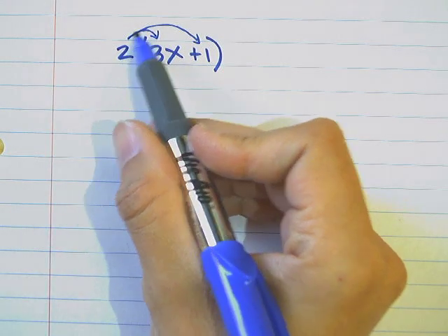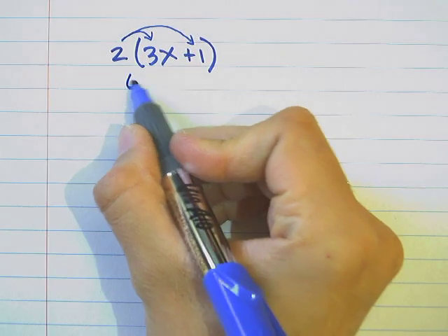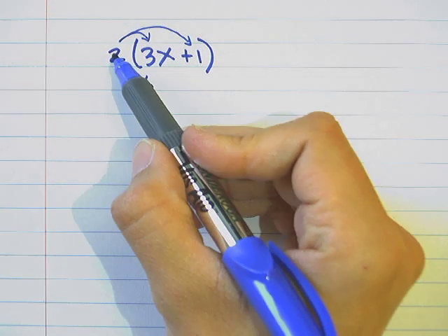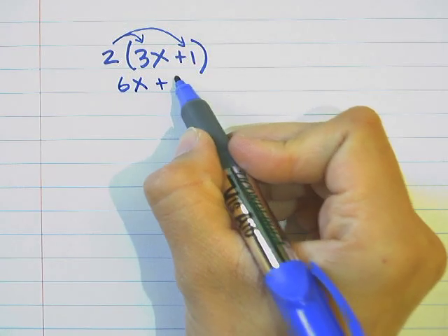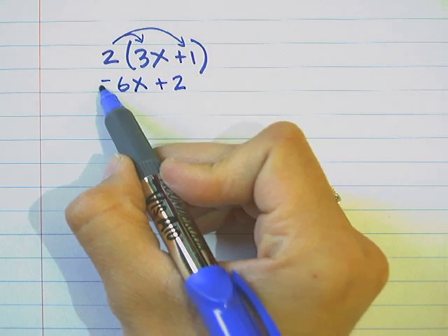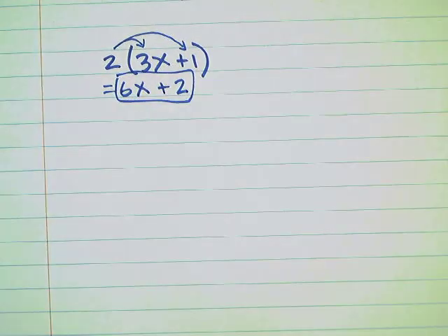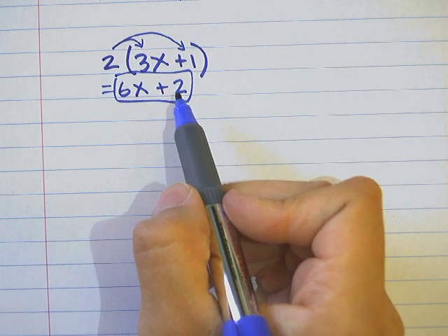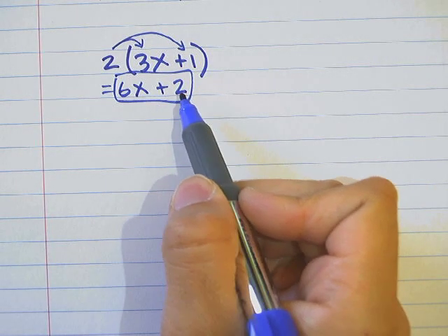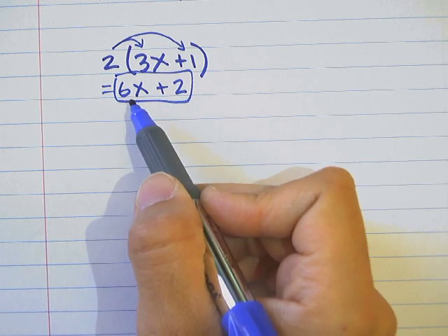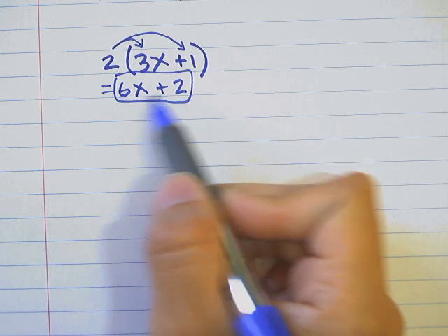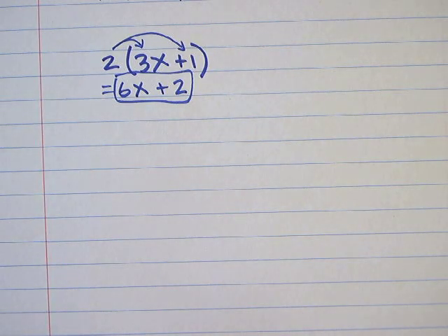First one is going to be 2 times 3x. That gives you 6x. And then you're going to do 2 times 1, which gives you 2. So this is the simplified version of that first expression. Notice there's no longer any parentheses. I cannot combine these anymore because this does not have an x term, and this one is not just a number. So you cannot combine these together. That is as simple as it gets.